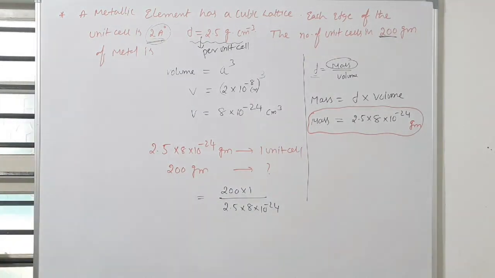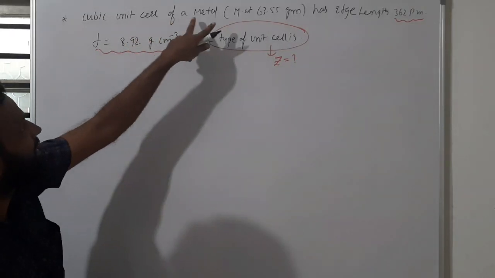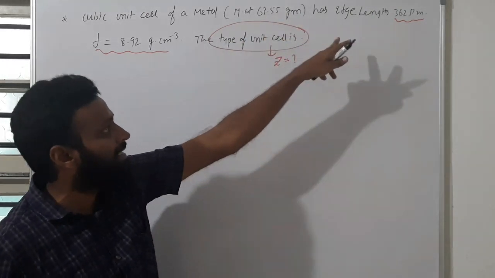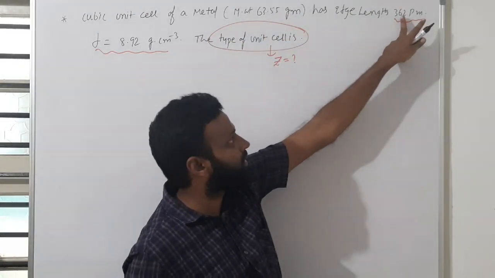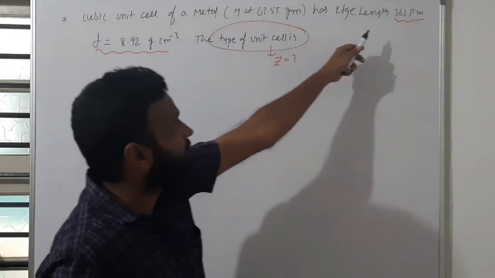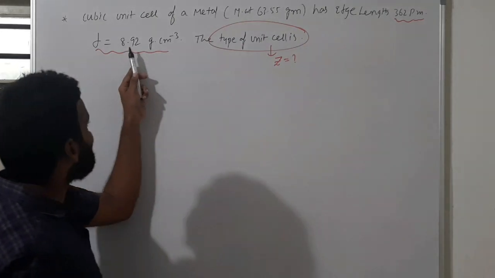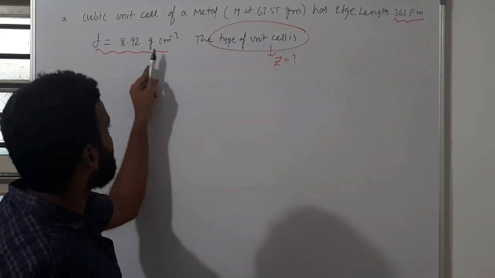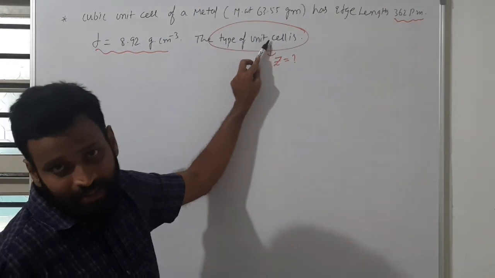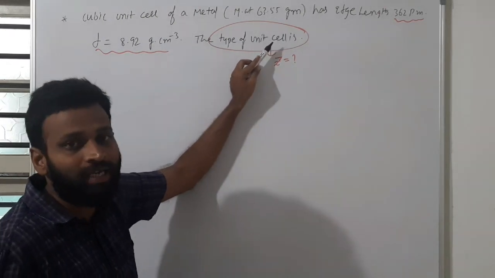Thank you. Today, this cubic unit cell of a metal, molecular weight is 63.55 grams, has edge length 362 picometers. So edge length was given here, 362 picometers, and density was given, 8.92 gram per centimeter cube. The type of unit cell is what, how can you find?